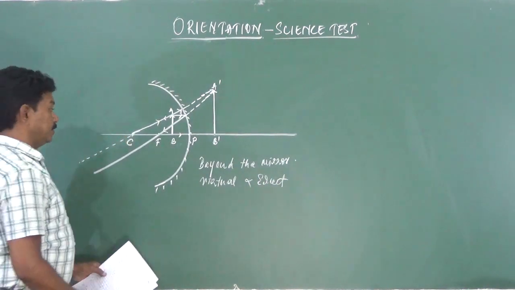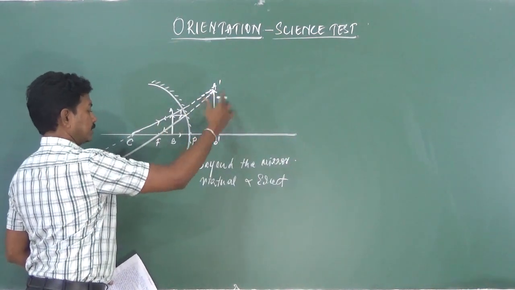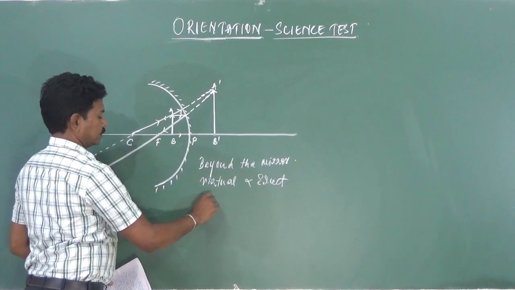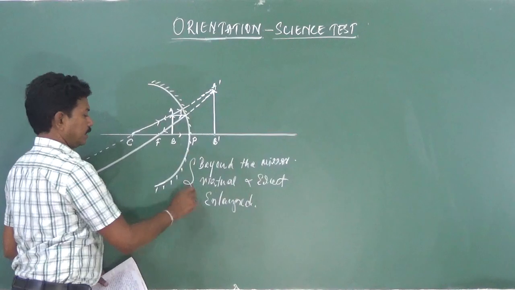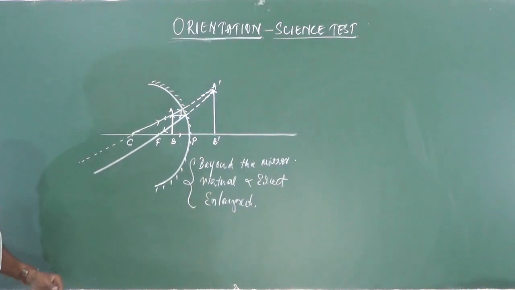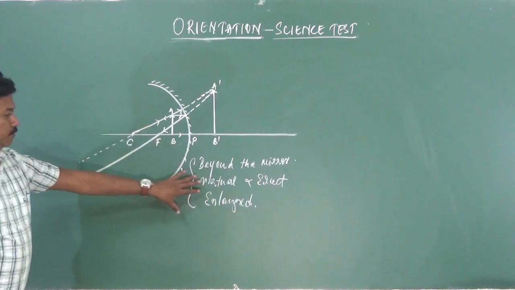Next is the size of the image. When you compare the size of the image with the size of the object, it is enlarged. So the image is enlarged. This is the thing you have to write. For 2 marks, this will be for 1 mark and this will be for 1 mark.